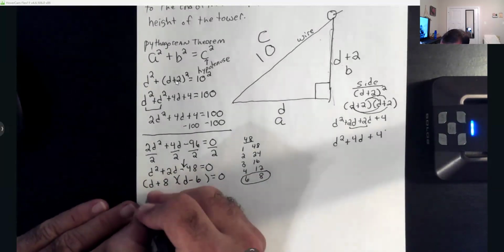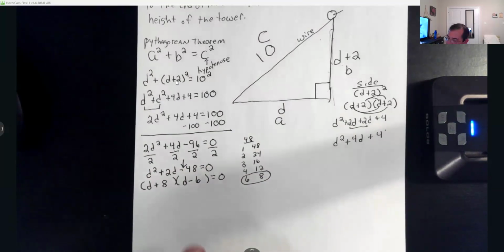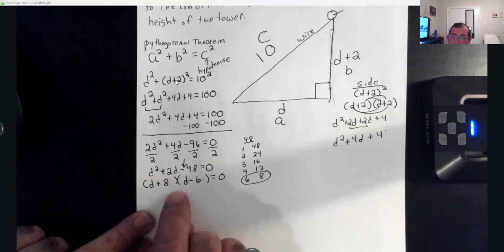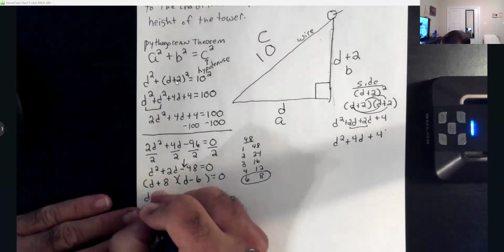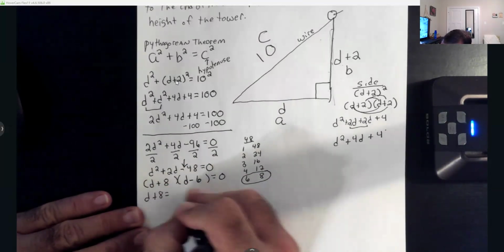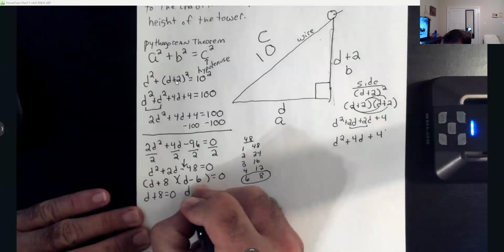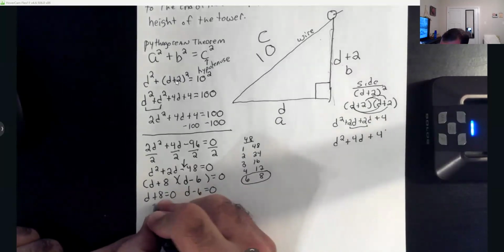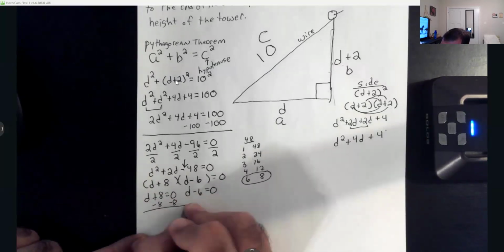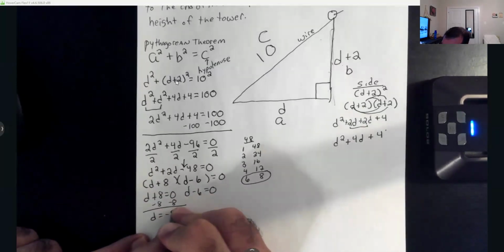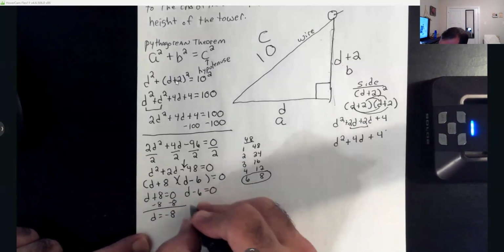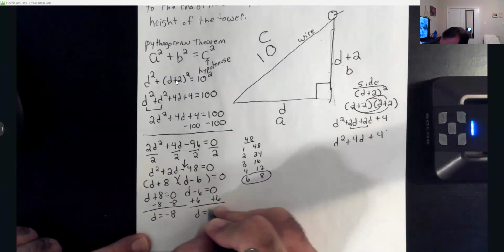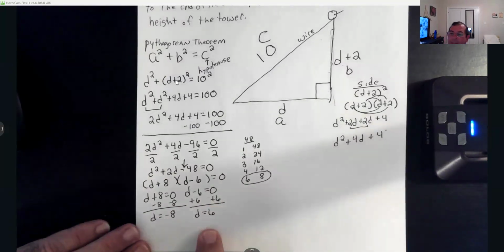All right, so once you got it factored, but y'all remember, if you don't like factoring, let me show you how you can get these two answers. So let me finish this out real quick by setting both of these equal to 0. So y'all, the first one, I would subtract 8. I get d is a negative 8. The second one, I would add 6 and get d equals a positive 6.